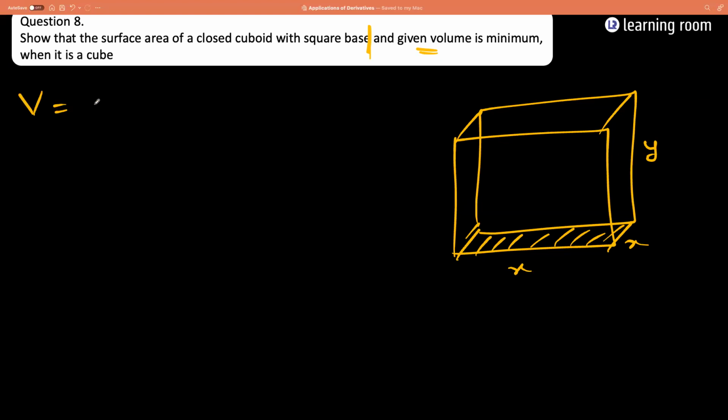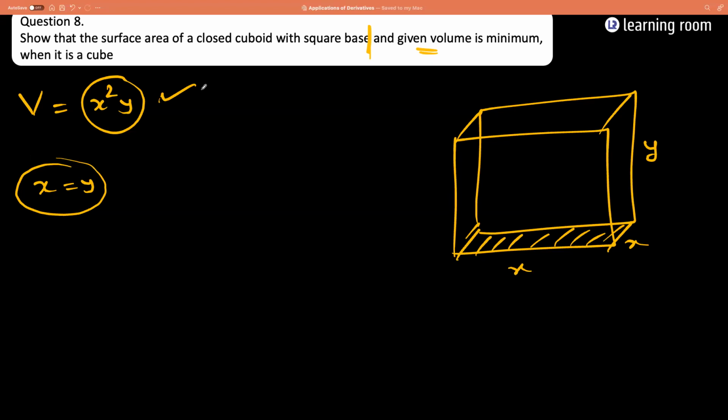So what is the volume of this cuboid? It is going to be x square into y. x square into y is a constant, but x and y are variables. Yes, sir. புரியுதா? So in the volume, x square y will be least when it is a cube. Means what are you supposed to prove? That you need to prove that x is equal to y. So what is constant for this cuboid? Volume is constant, but what is variable? Surface area is variable.